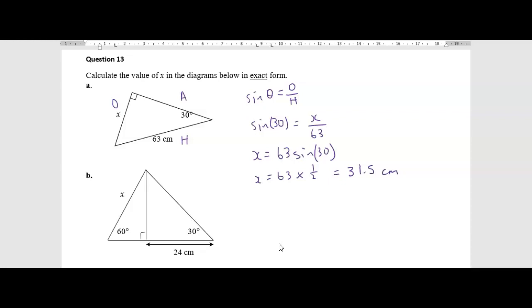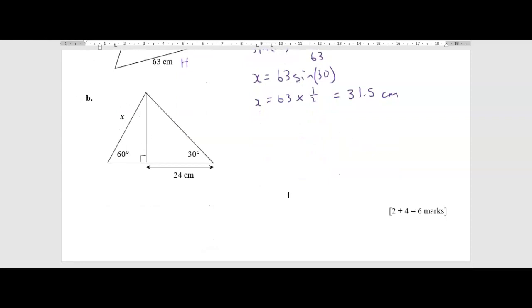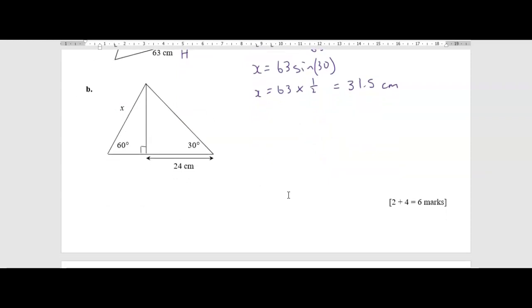All right, in question B, similar to before, let's just work out what we've got here. So I'm going to label this as y. It's also a right angle triangle. Let's find y and then we can find x.